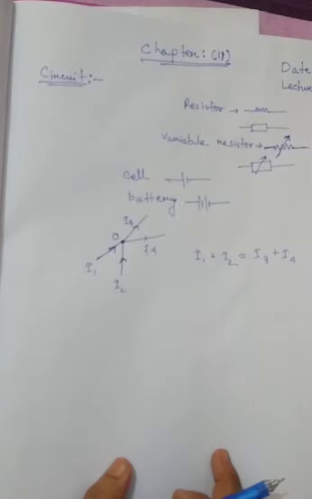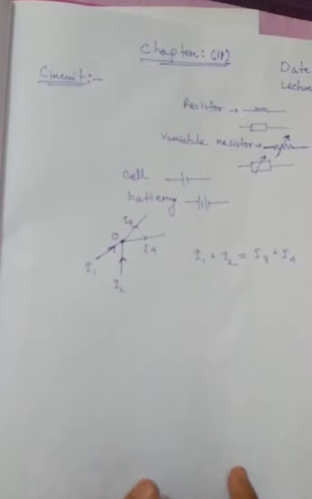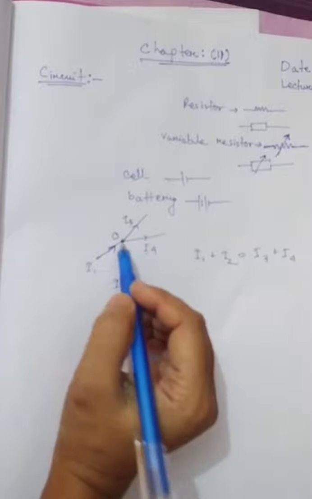The amount of current that enters will exactly be equal to the amount of current leaving the point. This is just what we are assuming as a point of a circuit.